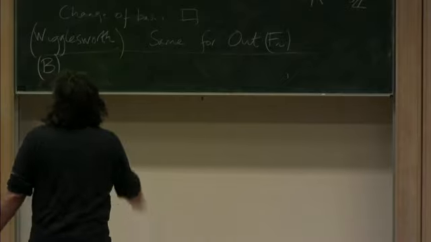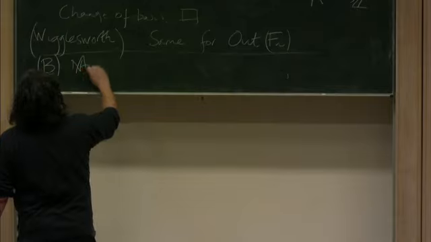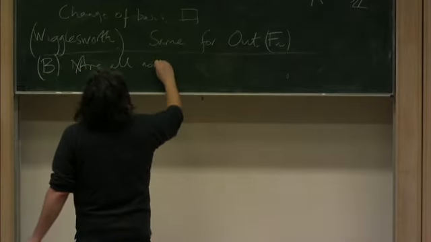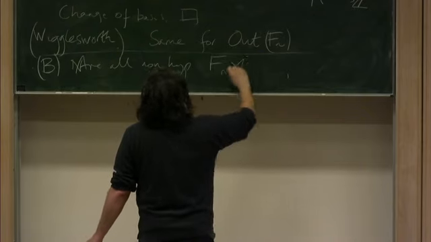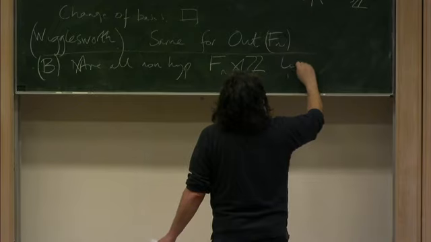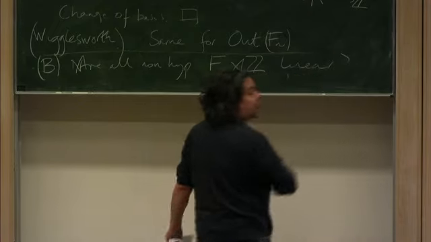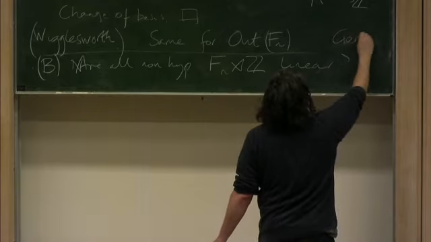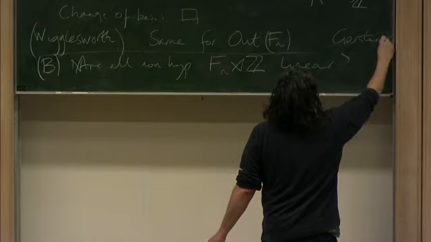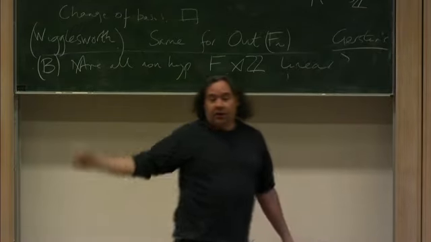But what about, so let's express this, are all non-hyperbolic free bicyclic groups linear? And of course we have a test case that's already been mentioned by Daniel Woodhouse, which is Gersten's group, so I don't need to explain that.